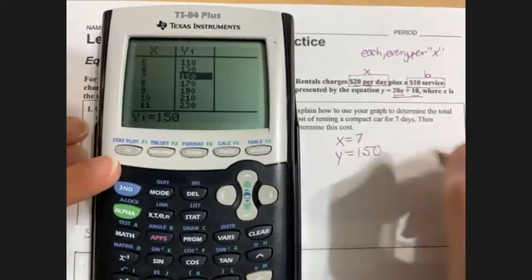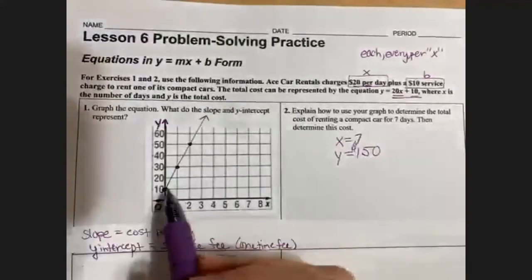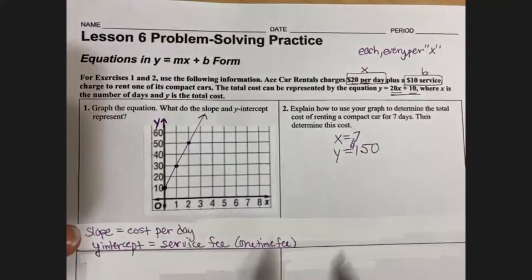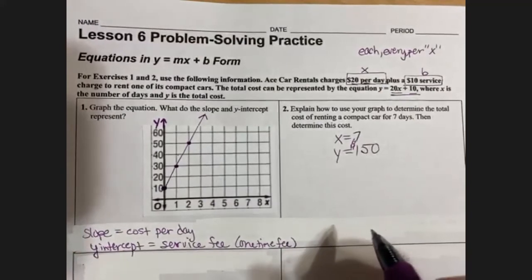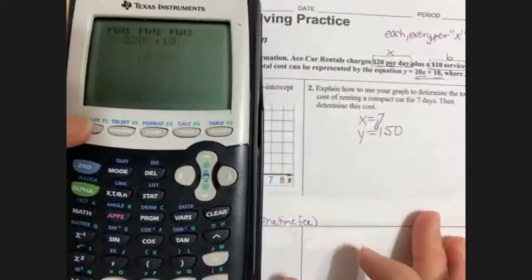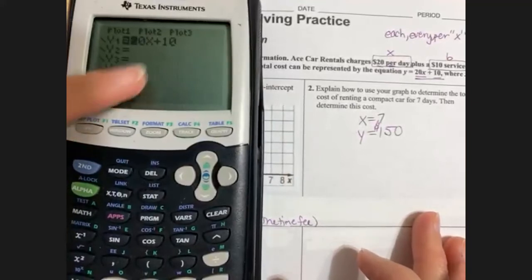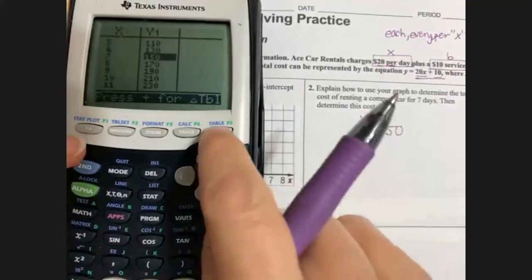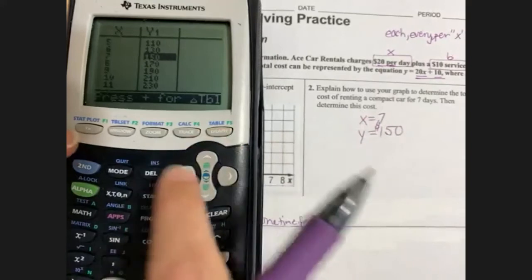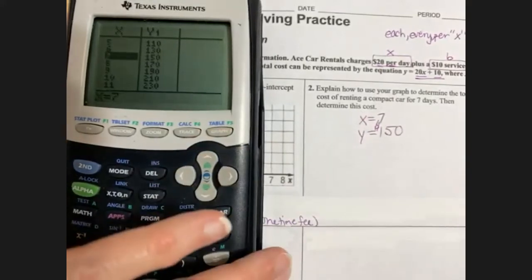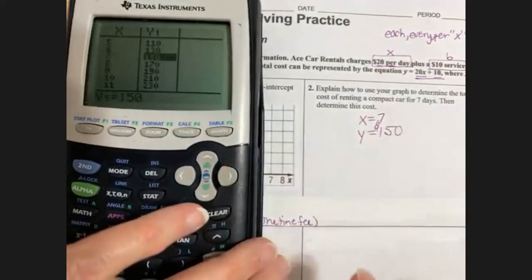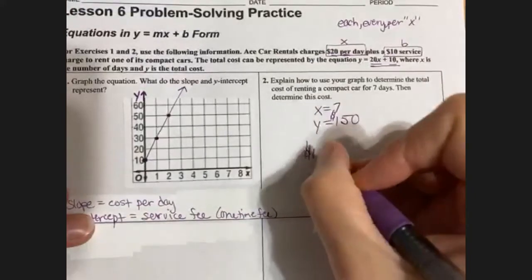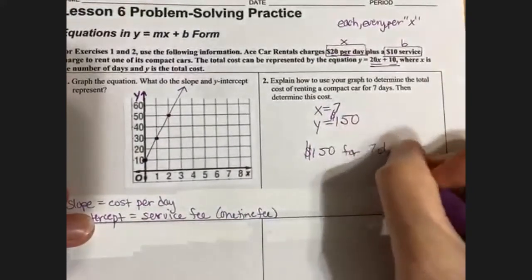The reason I say go this way is because if you look at the graph and you go for 7, I actually can't even see it on the graph here. So I had to go into my table to look at that. I'll do that one more time so you see it. I have my y equals right here, and you type in 20x plus 10, and then you do second graph. See where it says table right there. Then you scroll up and down till you hit when x is 7, y is 150. And so to determine the cost, my cost is $150 for 7 days.